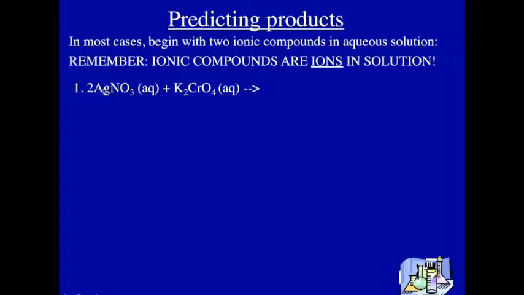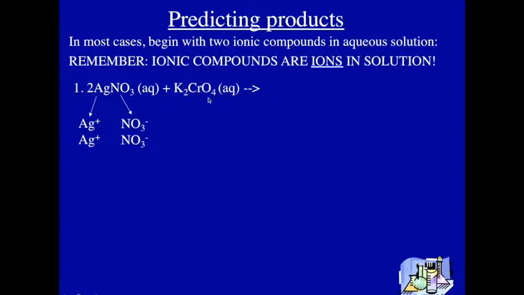So in this particular case, we have silver nitrate and potassium chromate. Now, chromate was not on the table that I showed you earlier, but chromates are generally insoluble in water, which would mean in my solution, I have 2 formula units of silver nitrate, which means 2 silver ions floating around and 2 nitrate ions floating around. I would also have potassium chromate.